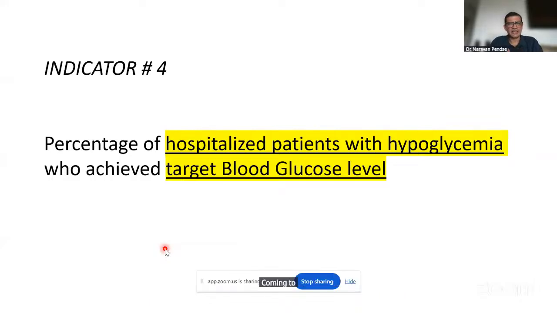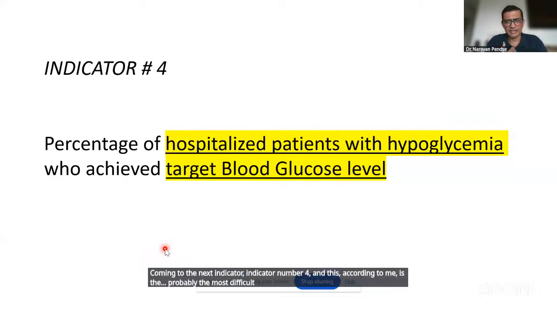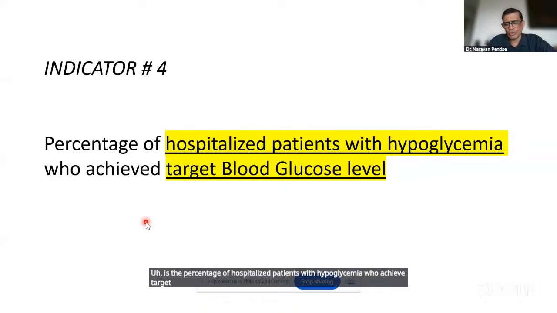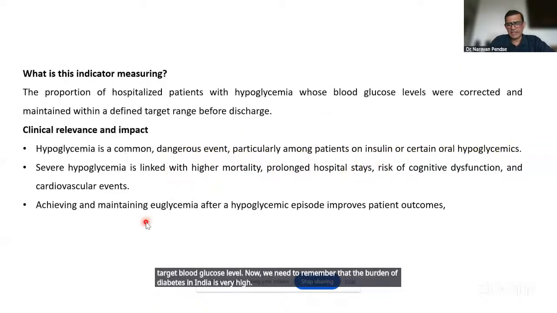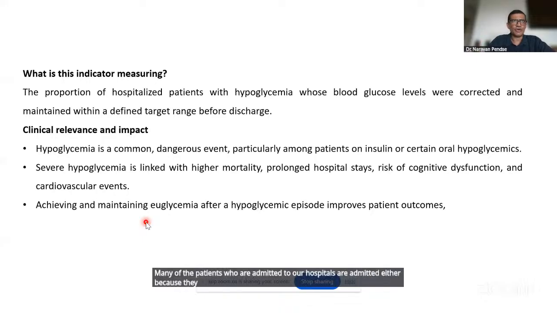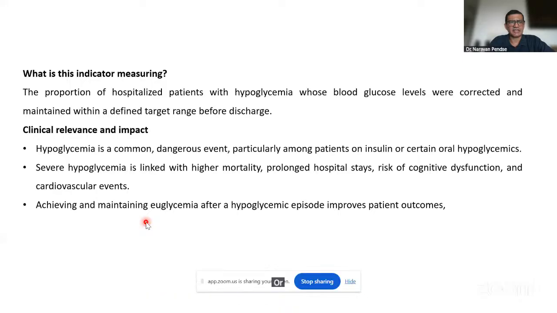Coming to the next indicator, indicator number 4, and this, according to me, is probably the most difficult indicator to measure for any hospital: the percentage of hospitalized patients with hypoglycemia who achieve target blood glucose level. Now we need to remember that the burden of diabetes in India is very high. Many of the patients who are admitted to our hospitals are admitted either because they are diabetic or they may be admitted for some other condition, but their glycemic control, glucose control, worsens during that period, and they may be put on insulin. It's a standard practice before major surgeries, or in sepsis, that patients need to be shifted to insulin.